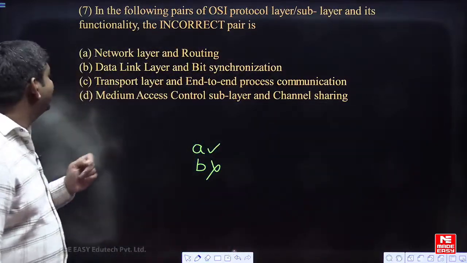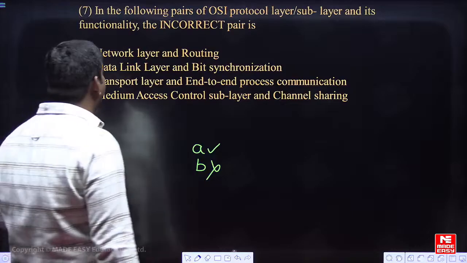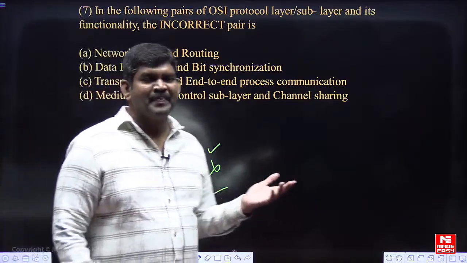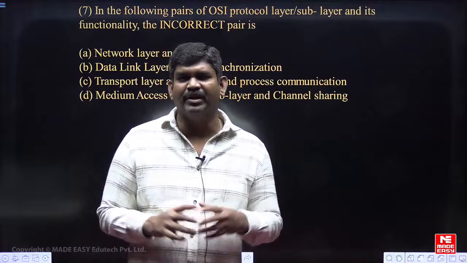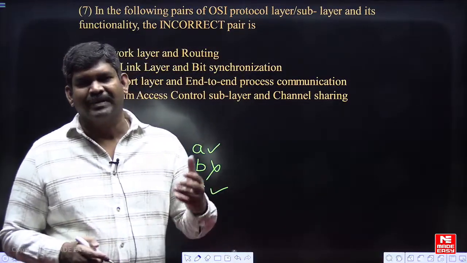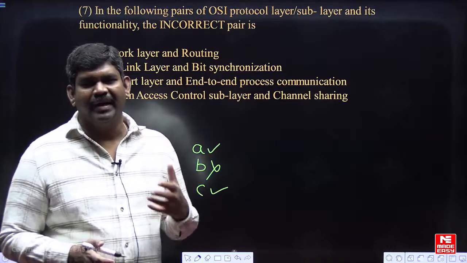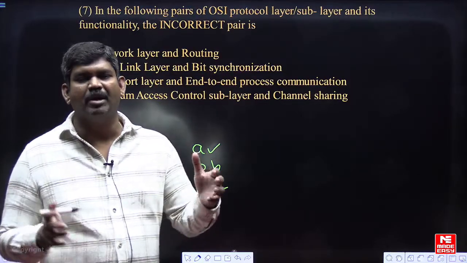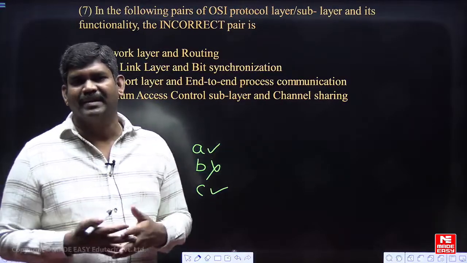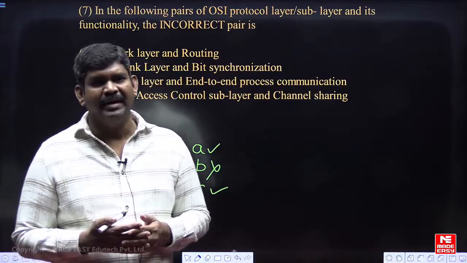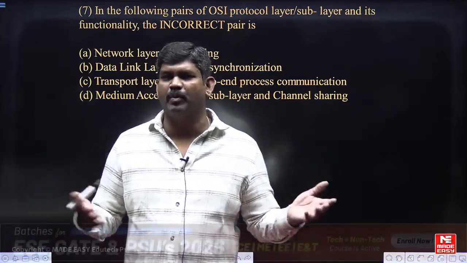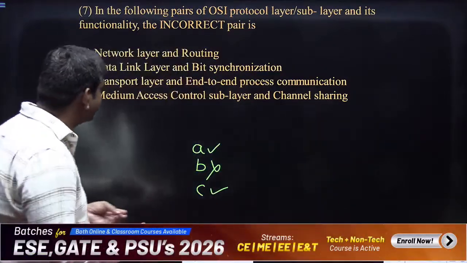You can see option C, the transport layer is end-to-end process communication. So this is correct only. How is it going to provide end-to-end process communication? Because at the transport layer, it is going to provide the port number, and not only the port number but also a sequence number. Like if you go for TCP, they provide sequence numbers and the ACK, with a source port and the destination port. UDP also provides source port and destination port. So that is also correct.